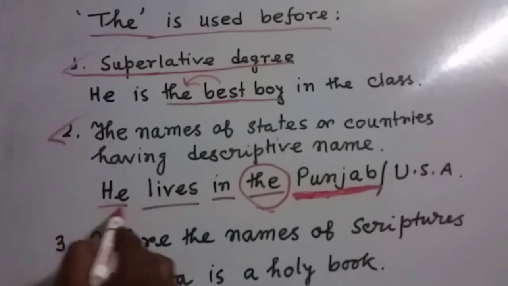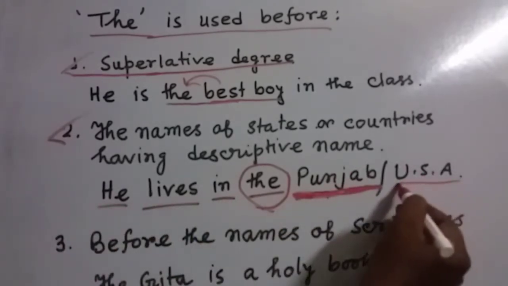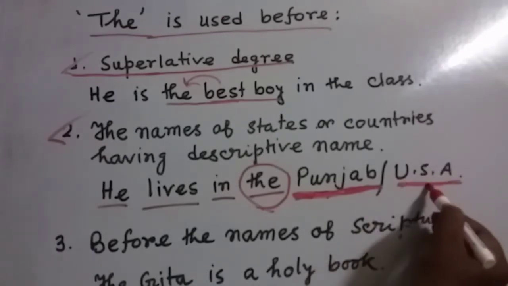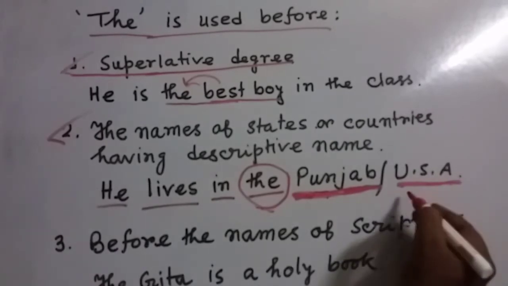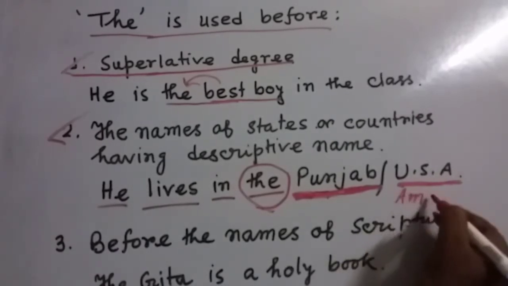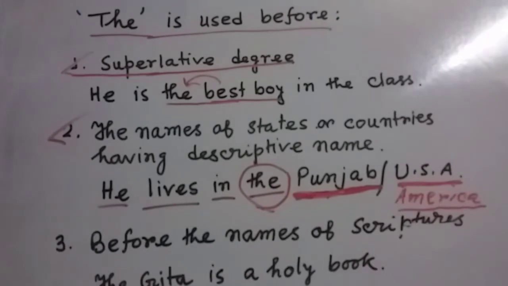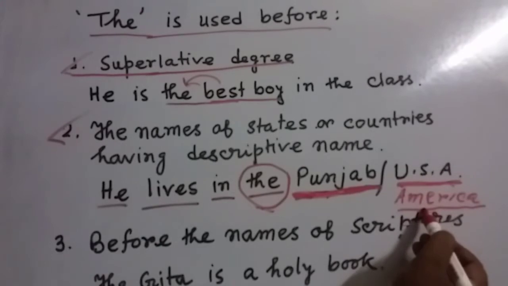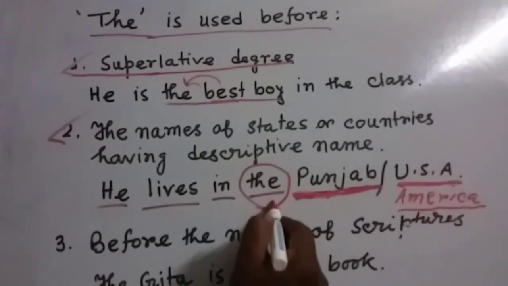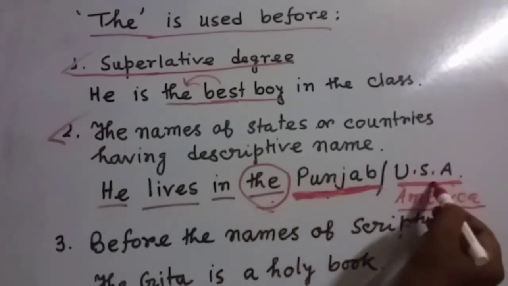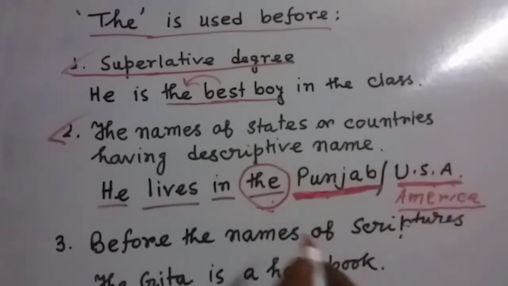And again, you can say he lives in the USA. My dear friends, it's a descriptive name. Actually, it means United States of America. If we write only America, it's the same thing. USA and America are the same country. But if we write America, at that time we cannot use "the". If we write USA, at that time, obviously, we have to use "the" before it.